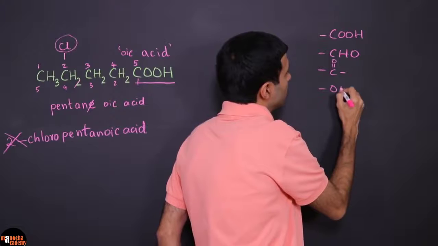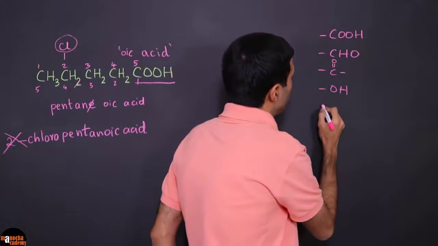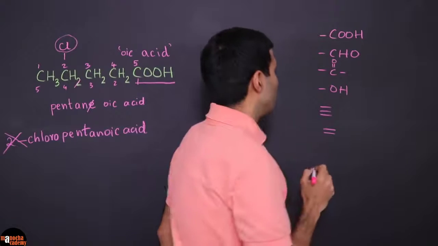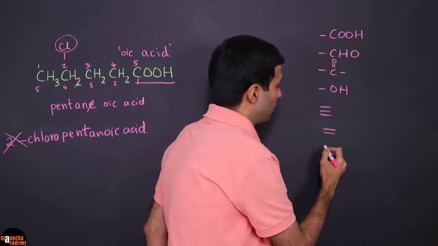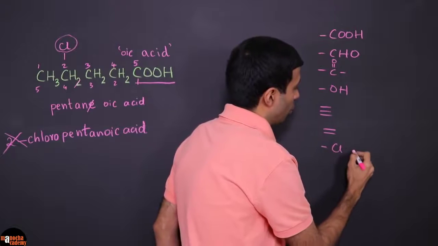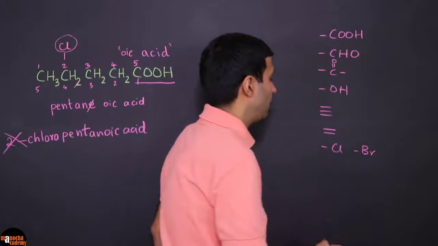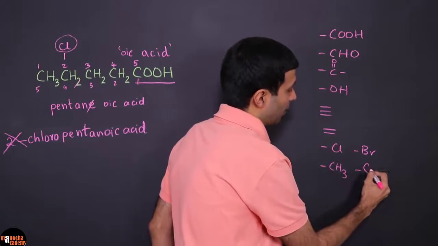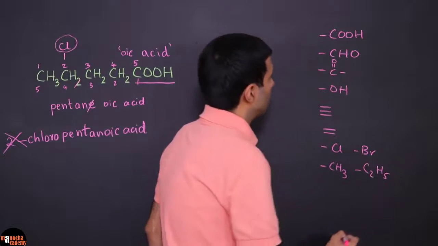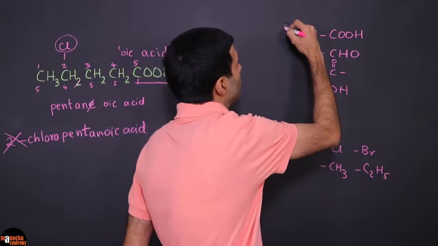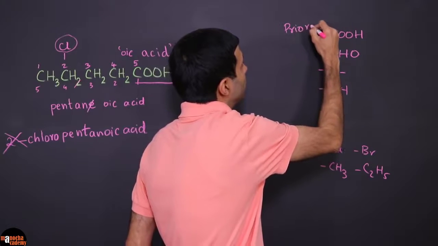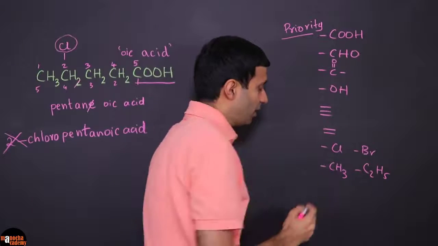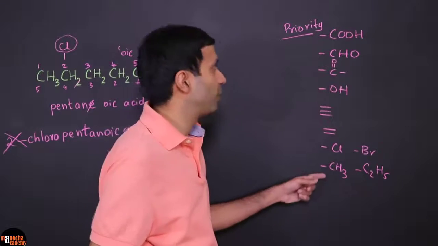then alcohols, then you have the triple bond, double bond, okay, and then you have the halogens, so things like chloro, bromo, right, and then you have the alkyls, so things like methyl, ethyl. So this is our priority list here, and the top ones are at higher priority and this one is at the lowest priority.